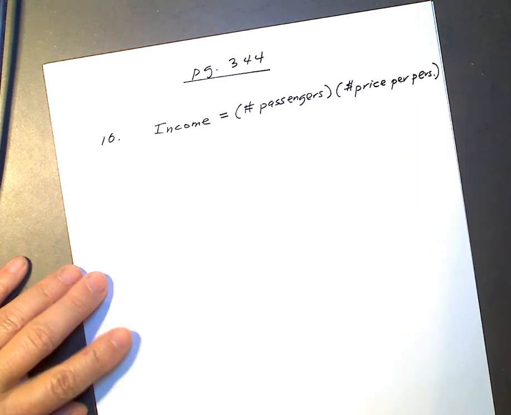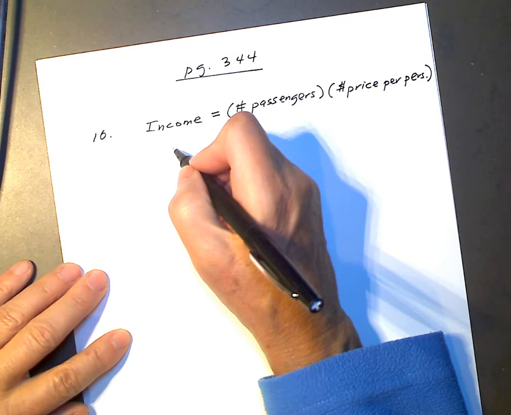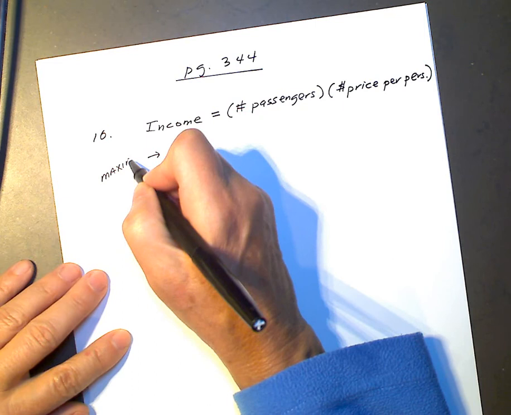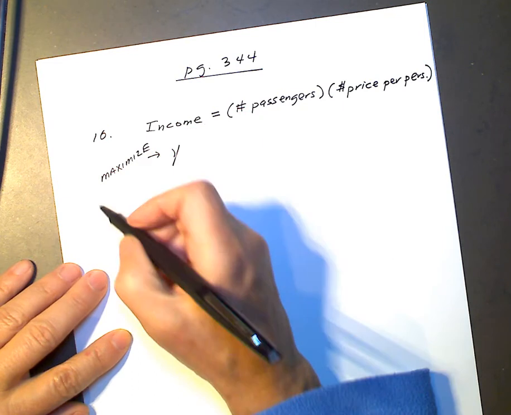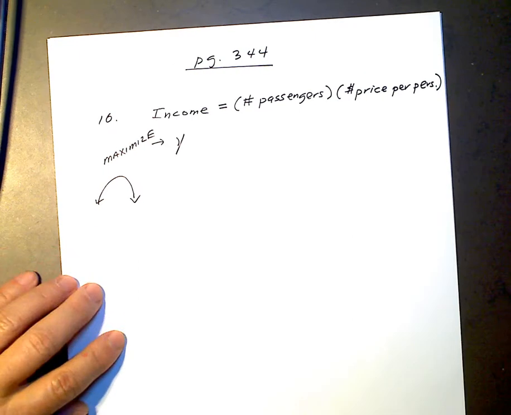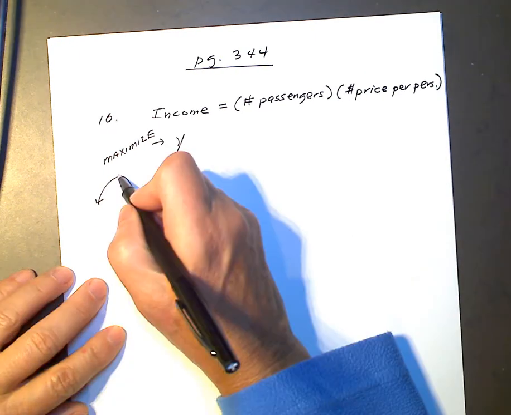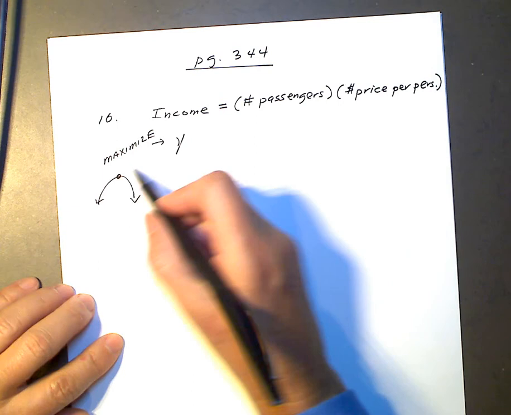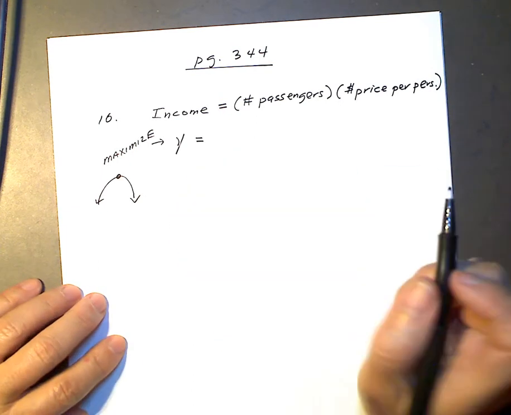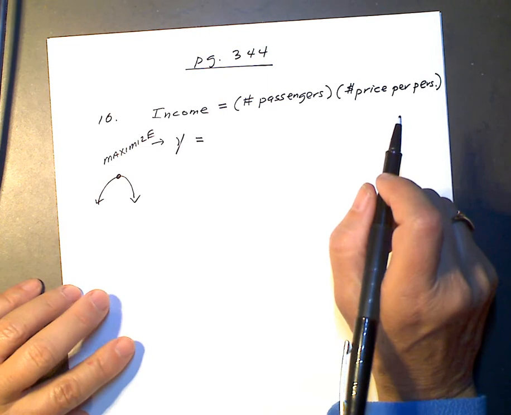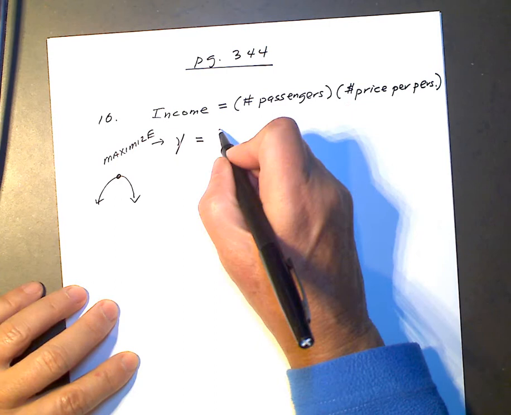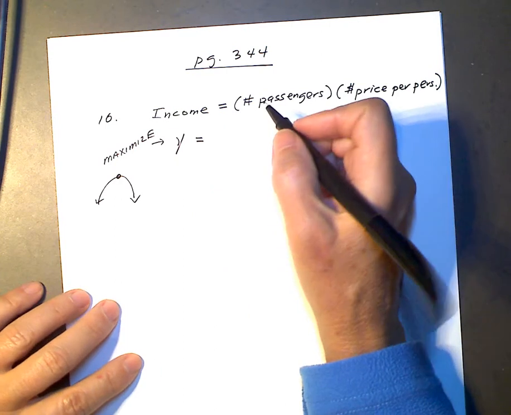So let's let y be the income, and remember we're going to try and maximize this. So that means we're expecting a quadratic function, a parabola that opens down, and the vertex is going to be the highest point where y is the highest. So the number of passengers, it says that it gets 300 people a day, but every time you raise the fare by $1, you lose 15 passengers.